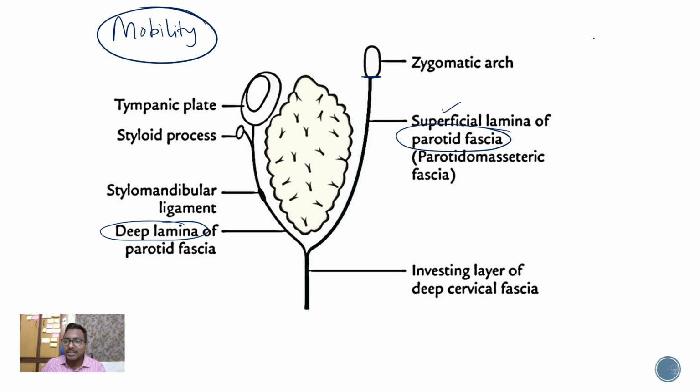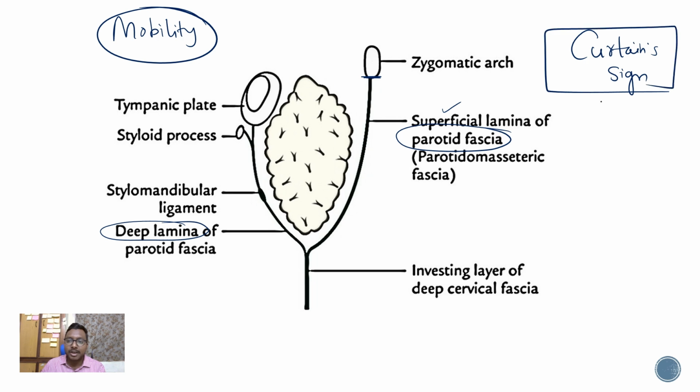So this particular sign is called the curtain sign. Okay. So what is the curtain sign in mobility of the parotid swelling? It is nothing but restricted mobility of the parotid swelling in which direction? In the superior direction. Why is there restriction? Because of the anatomical extent of the parotid sheath, which is attached to the inferior border of the zygomatic arch.